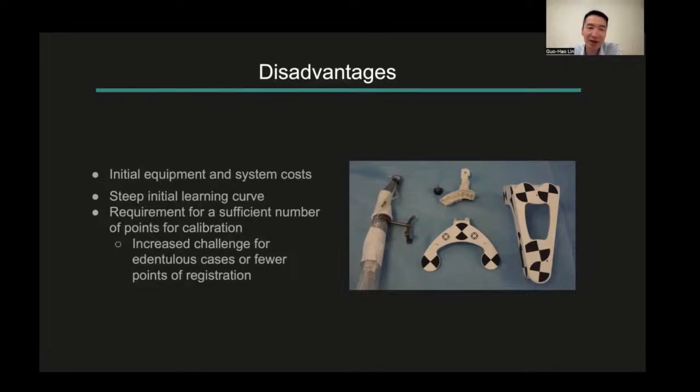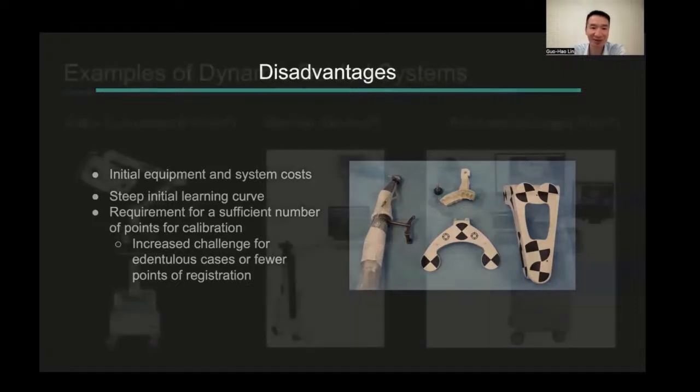Last but not least, there is also a requirement for a sufficient number of points for calibration. So this could increase the challenge, especially for full mouth edentulous patients. We might need to use mini screws or mini implants before the implant can be placed through the navigation surgery. These screws or mini implants would serve as fiducial markers during the CBCT taking process in order to provide more calibration points for us to do the surgery more accurately.